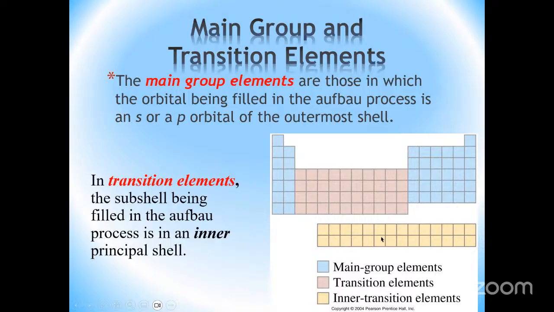But anyway, these here are transition elements, right? And then the inner transition elements are in a little set of boxes here, colored yellow. What you're going to see is that there are certain patterns in terms of how the electrons are distributed based on the position of the elements within these regions of the periodic table.